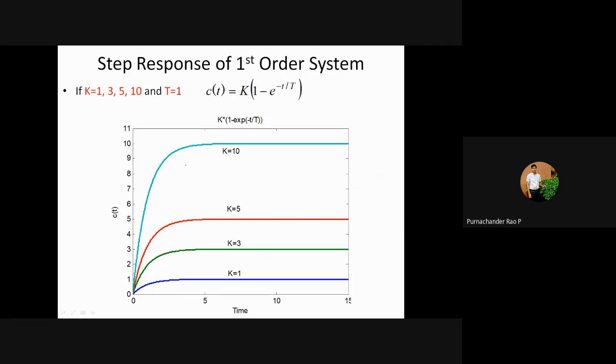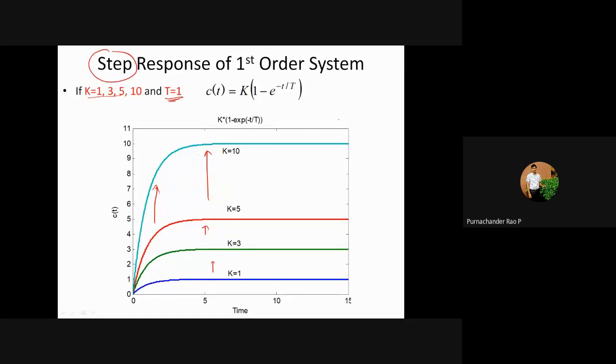So here with the variation of k also, the response is varying, but the time constant is one only. The time constant we are not changing, but the gain of the system is varied. So your magnitude goes on increasing. With the increase in k, your magnitude is varying like this, increasing from 1 to 3, 3 to 5, and 5 to 10. So this is the response of a first order system for the step input.